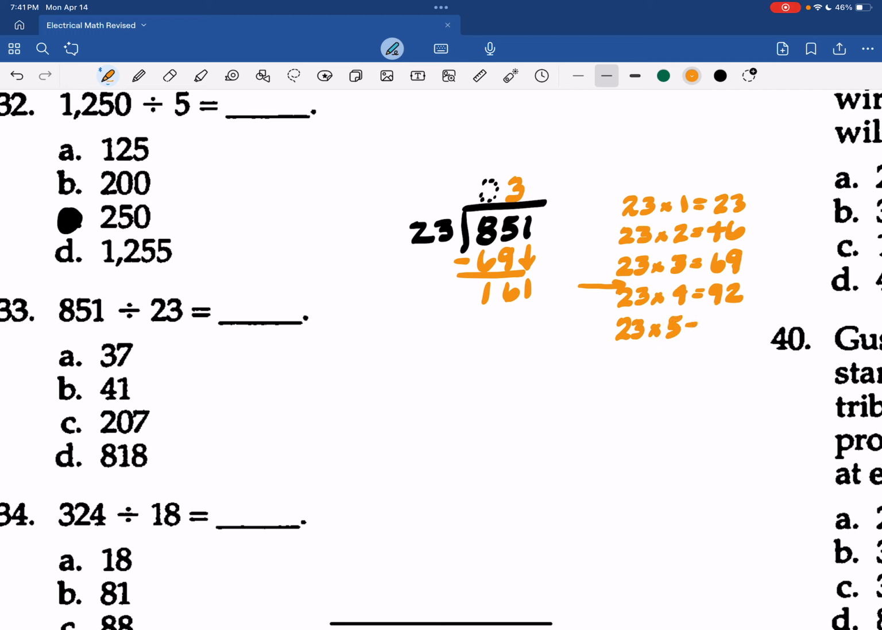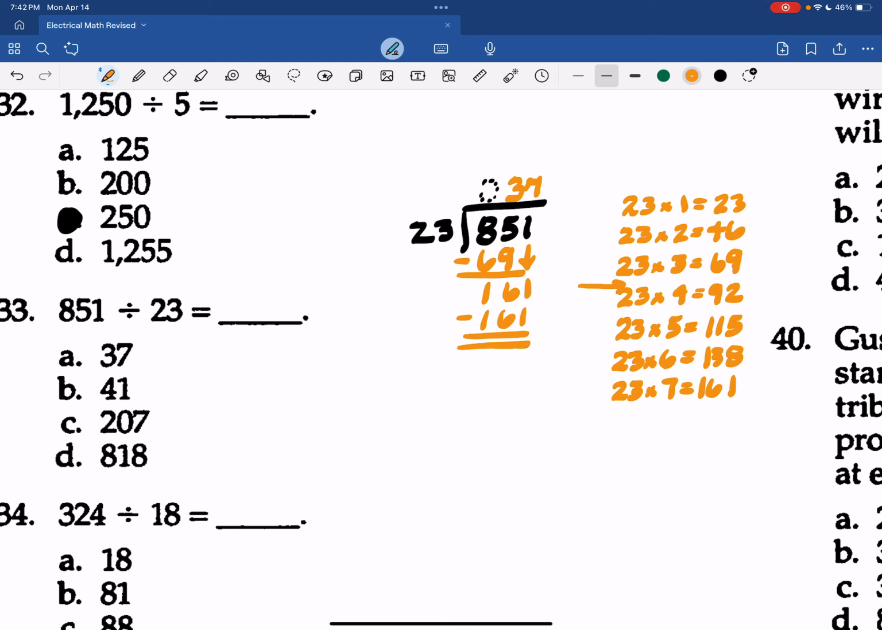23 times 5. 23 times 6. Hopefully this is it. 23 times 7. Yes, that's it. And it terminates.